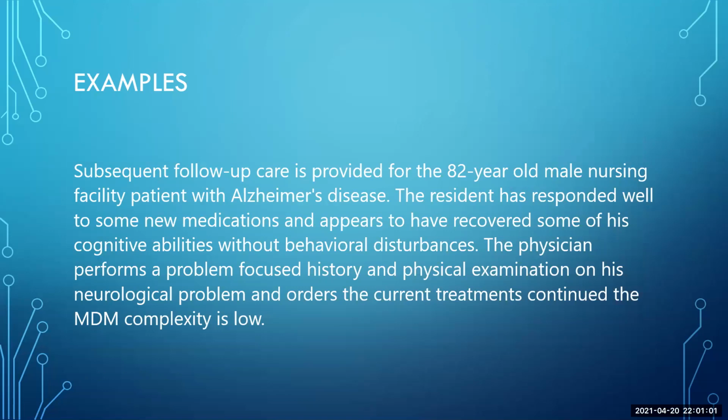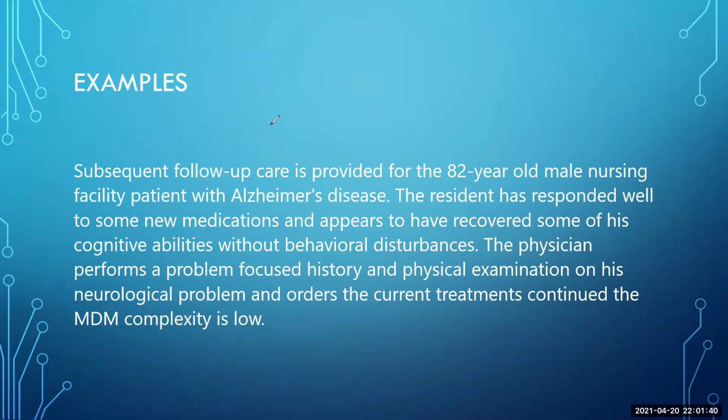The resident has responded well to some new medications and appears to have recovered some of his cognitive abilities without behavioral disturbances. The physician performs a problem-focused history and physical examination on his neurological problem and orders the current treatments continue. The MDM complexity is low. Okay, so in this scenario, you would likely be asked to code the ICD-10 and also the CPT code, which would be an E&M code in this scenario because we're not doing any kind of procedures. It's just doing an exam and making some medical decisions.